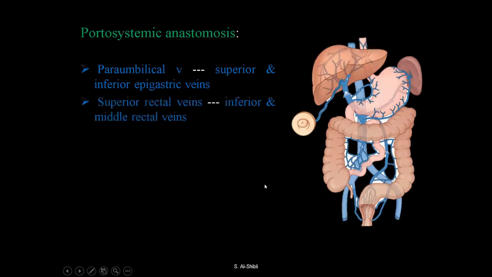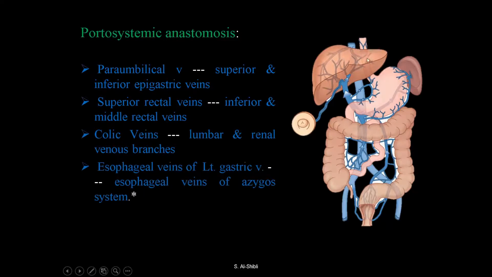Okay. The second portal systemic anastomosis is between the superior rectal veins, which is portal, and the inferior and middle rectal veins, systemic, forming an anastomosis in the rectal area. Another important portal systemic anastomosis we have here is between the lumbar and renal venous system, which is systemic, and the colic veins, which is portal. Okay, we call it colic veins, belong to the portal systemic.